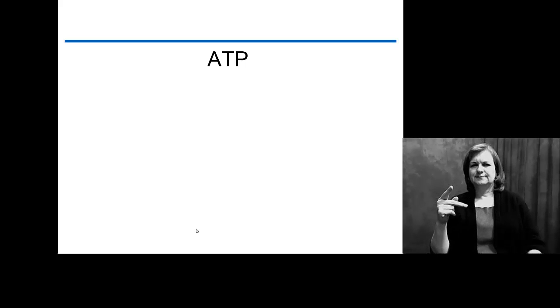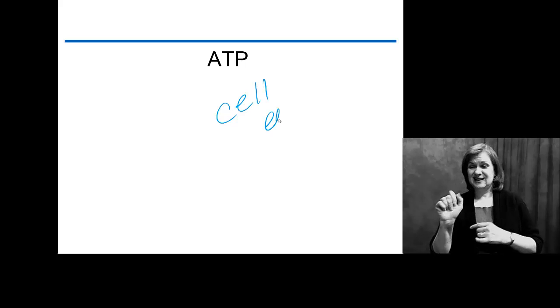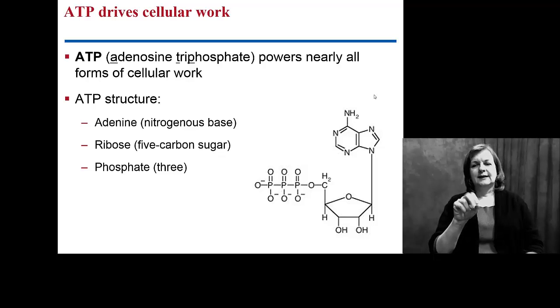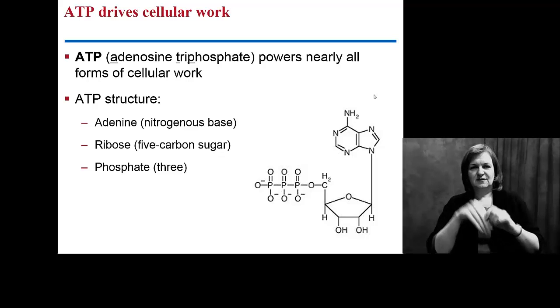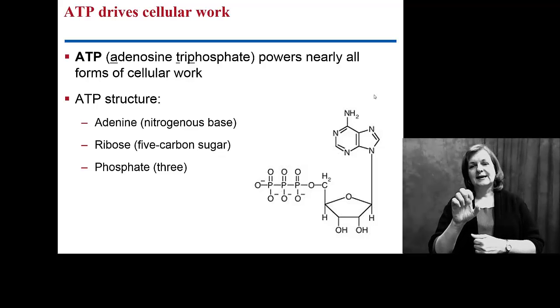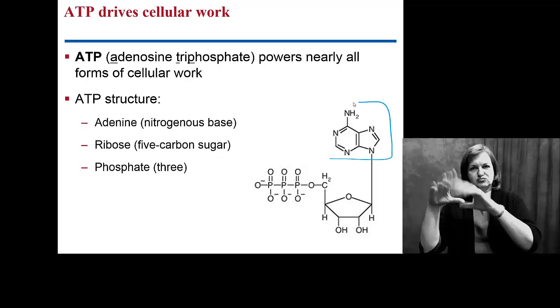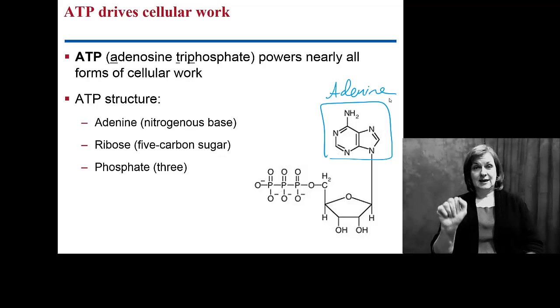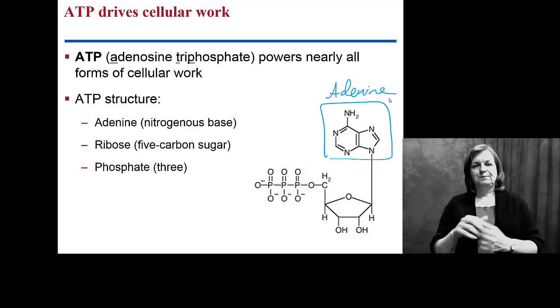So what is ATP? We've said it's cell energy, but what does that actually mean? It's adenosine triphosphate, and it powers pretty much everything that goes on inside your cells. So its name comes from the adenine group, or the nitrogen base, okay? That's this guy. It's the same adenine that is used in DNA production. We'll see it again later on.